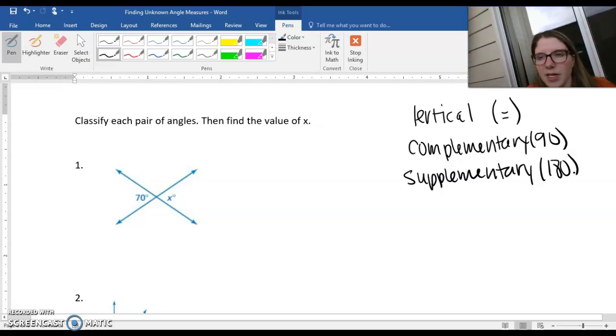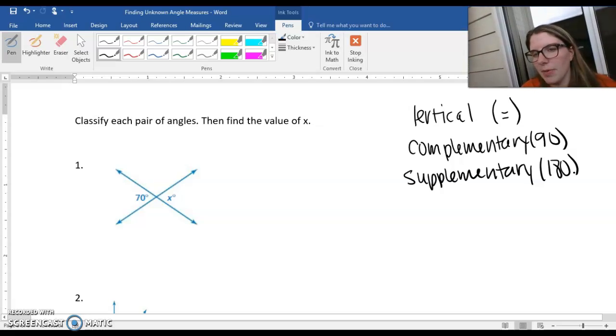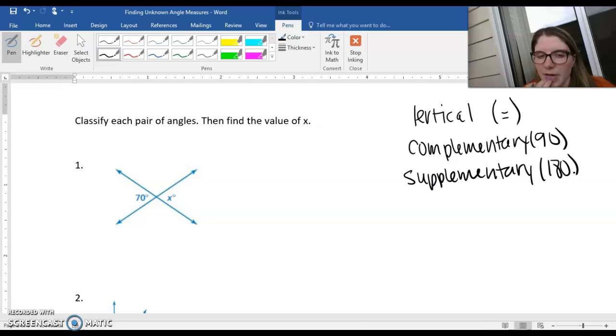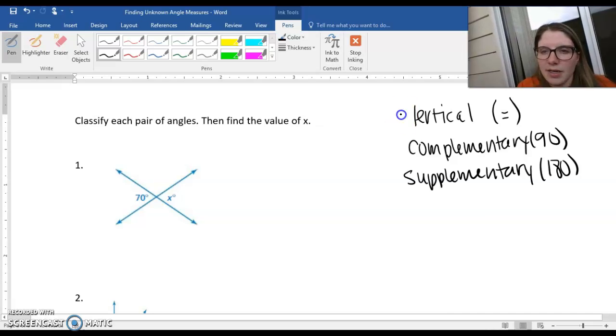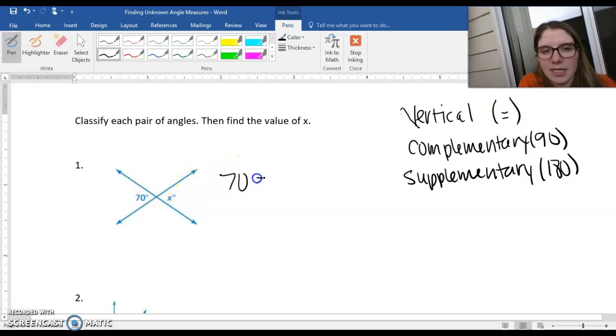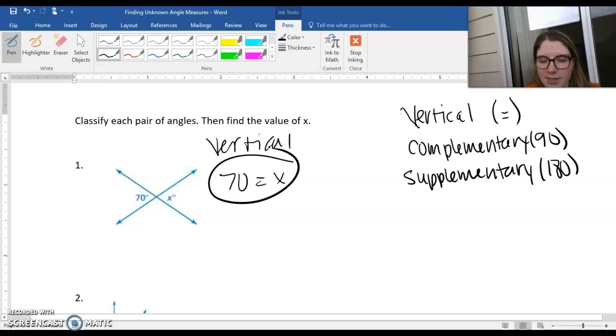So if I'm looking at this right here, I would say, okay, are those vertical, complementary, or supplementary? Well, these ones are vertical, because they're opposite of each other, and vertical angles equal each other. So 70 equals x. And they say find the value of x. Well, 70 equals x, so x equals 70.